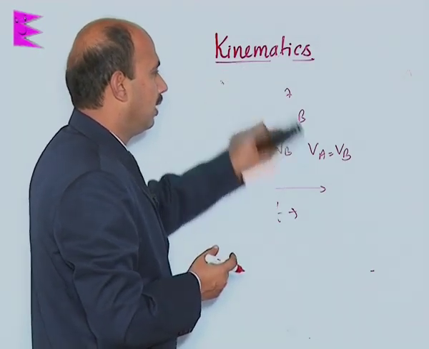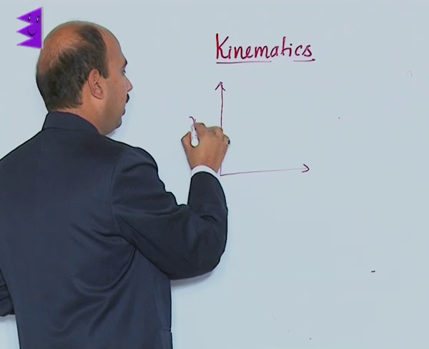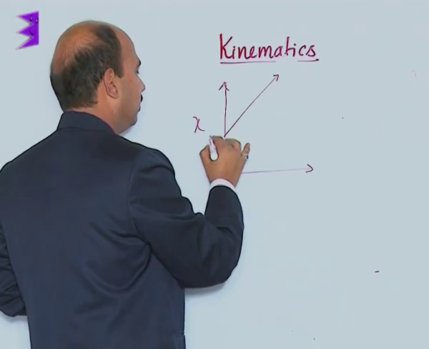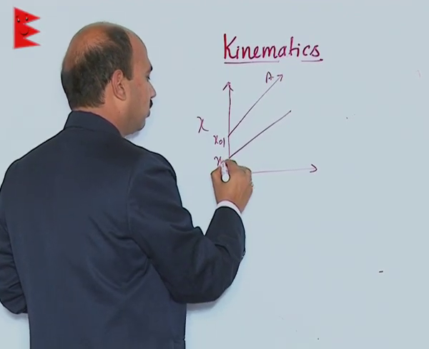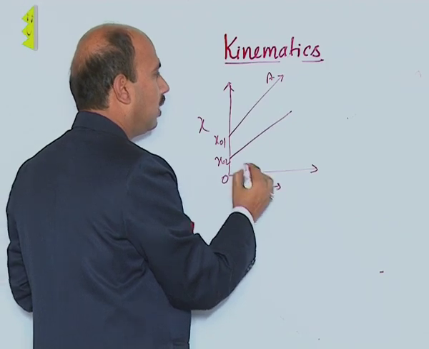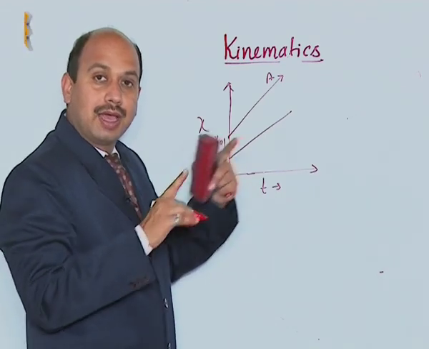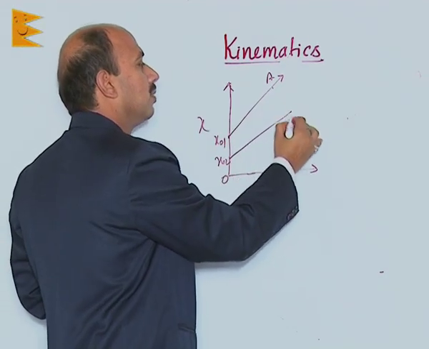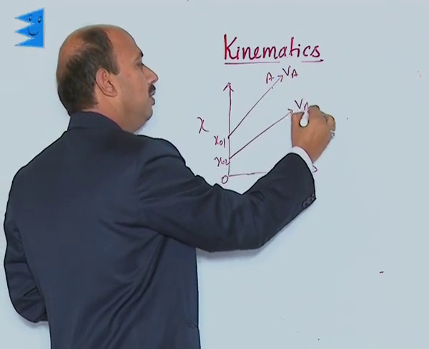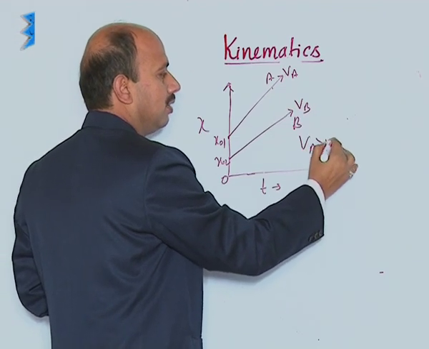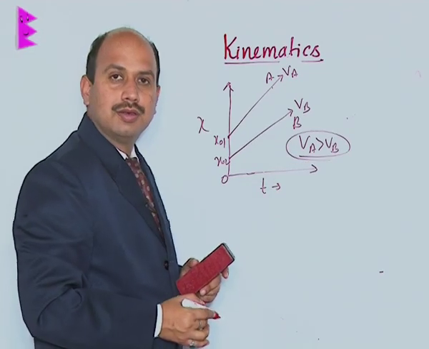Similar graph we can take for another case. Suppose you are taking x here, and here we can take x naught 1, this is A, and here x naught 2. Now, see what you can conclude from this graph. Initially they are starting from here, but with time the gap between them is increasing. So, what will happen here? This is your V A, this is V B. So, we can say V A is greater than V B. Just by seeing the graph you can conclude V A is greater than V B.